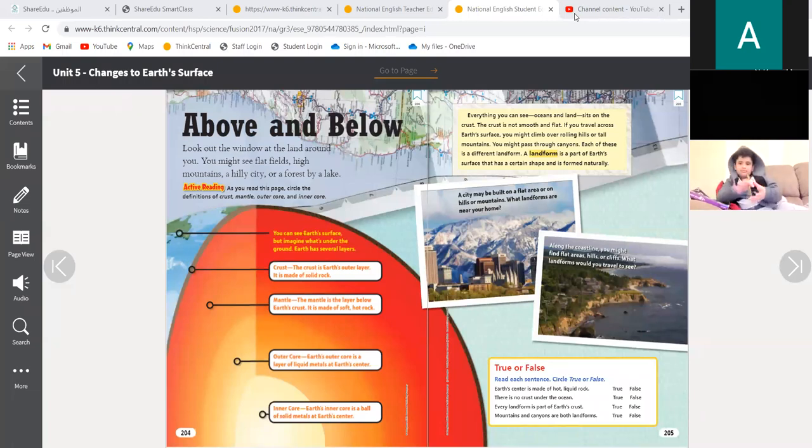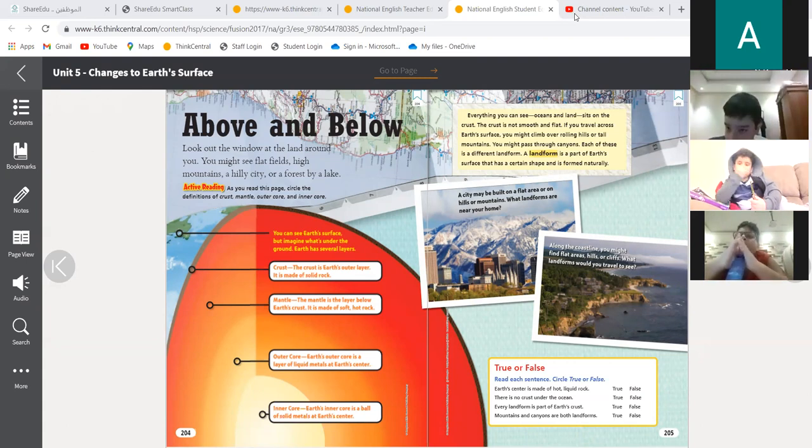Good morning, dear students, and welcome to our science class. So today is Sunday, and the date is the 31st of October 2021.